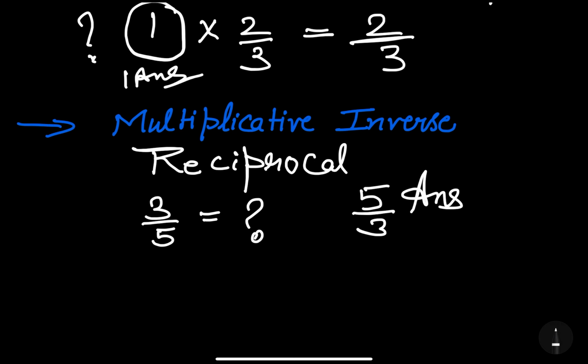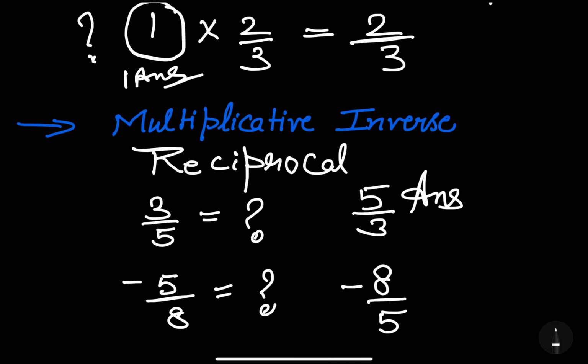What is the meaning of reciprocal? We will convert the numerator into the denominator and the denominator into the numerator. If I ask what is the reciprocal, the multiplicative inverse, of minus 5 by 8, don't worry about this negative sign. Just convert the numerator into the denominator and the denominator into the numerator. What will I get here? 8 by 5. The minus sign is left, so we can keep it in the numerator. So this minus 8 by 5 is nothing but a multiplicative inverse.